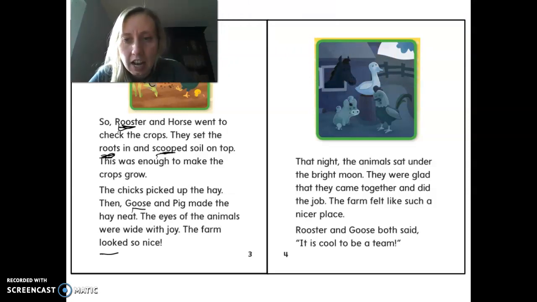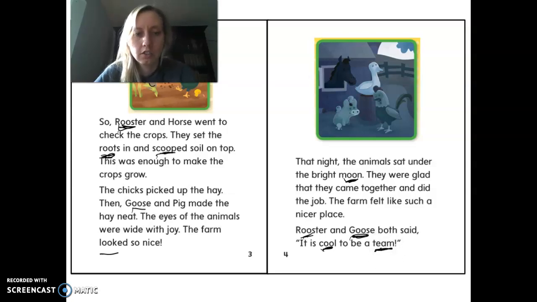That night, the animals sat under the bright moon. They were glad that they came together and did the job. The farm felt like such a nicer place. Rooster and Goose both said it is cool to be a team.